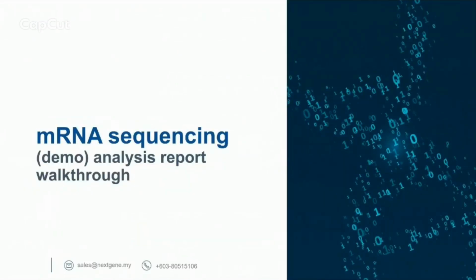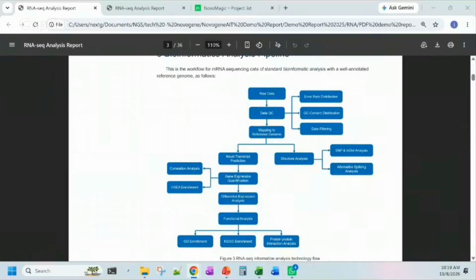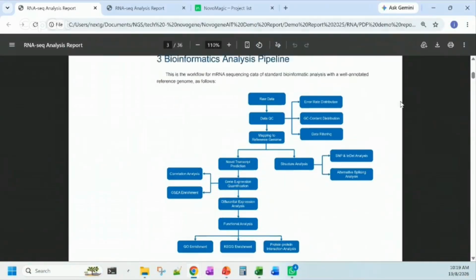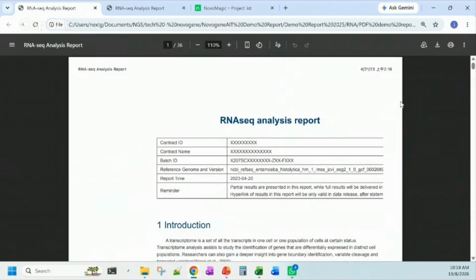So next, let's take a look at what kind of analysis is included in the BI and what the analysis reports look like. Let me quickly take out the reports. For this RNA-seq demo report, I only have the PDF versions. Supposedly, users will receive the report in HTML format, which can be opened in any web browser. And the report is going to be interactive.